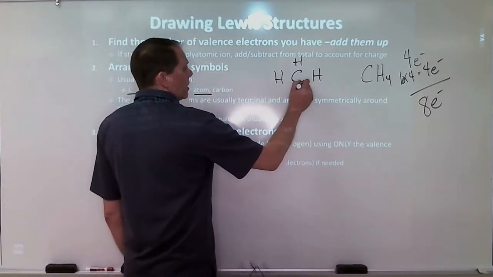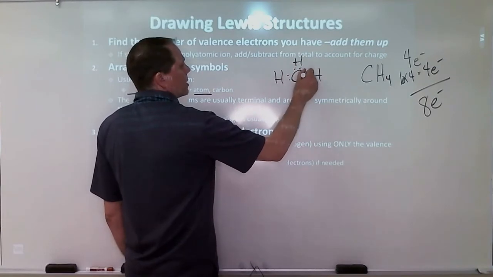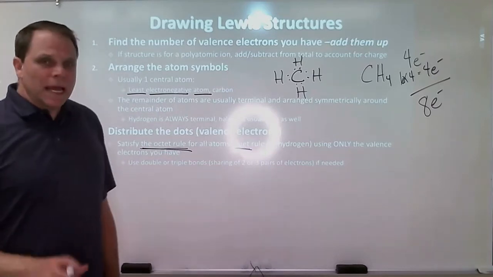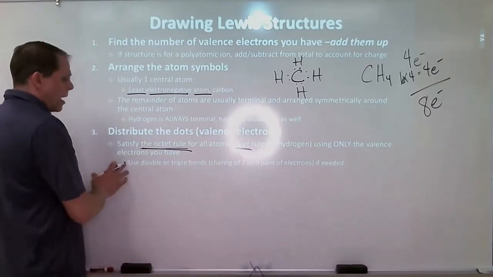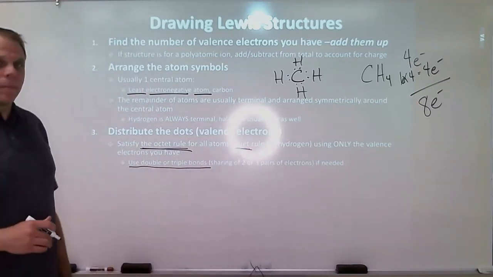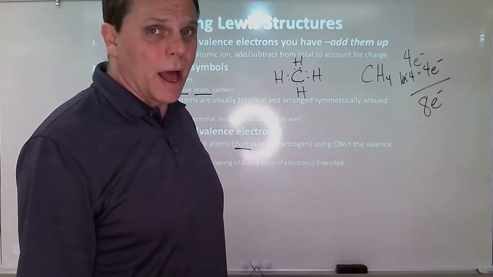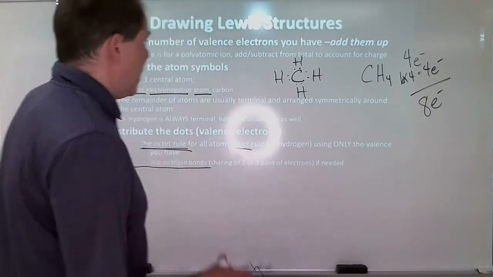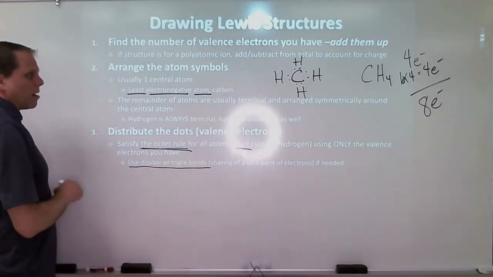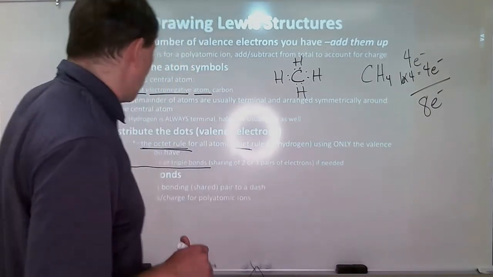So let's start distributing them. 1, 2, 3, 4, 5, 6, 7, 8. Oh, so that was cool. It says that I have to do something else if I can't get 8. I have to start looking at how I would form double and triple bonds. I'll show you an example of that coming up. But for right now, this is a pretty easy one. I have distributed my electrons, and I've got 8 around carbon. Carbon's happy. All my hydrogens are happy because they have 2, and that's all they want.